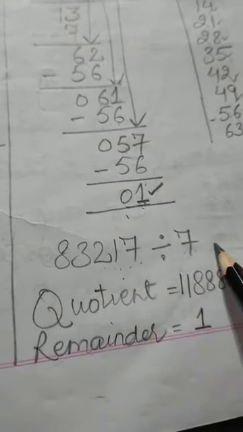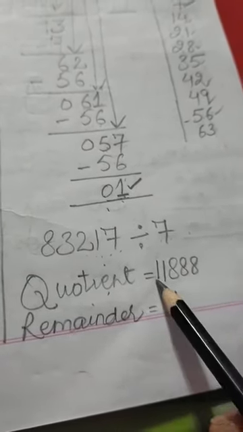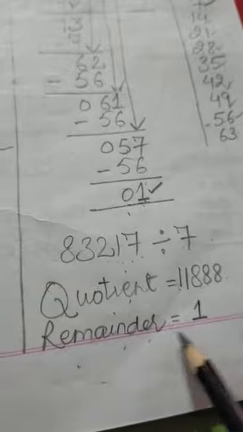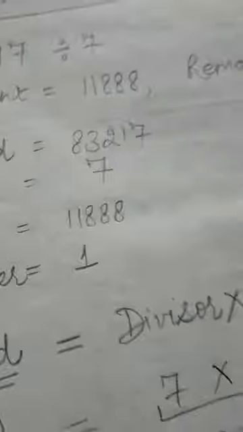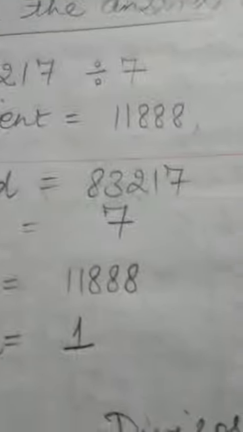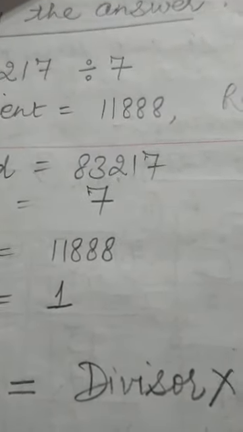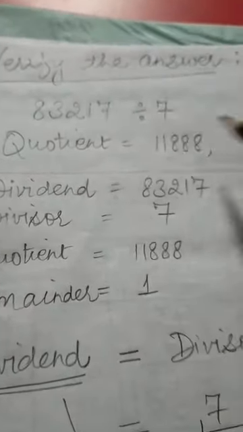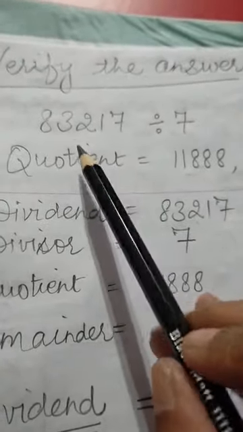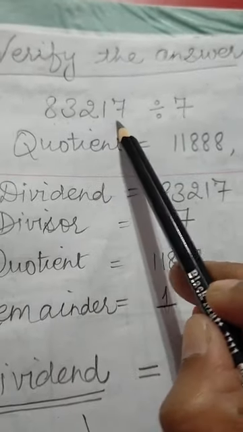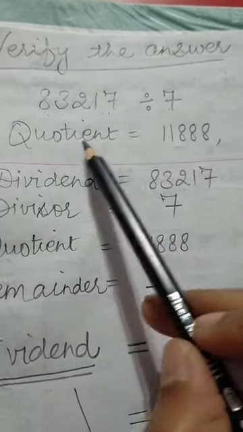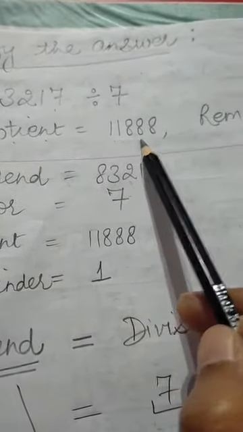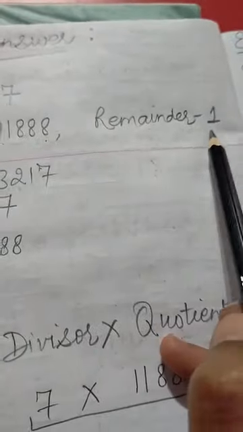83,217 when divided by 7, we got quotient 11,888 and the remainder is 1. Yes friends, now see, in division sums you can check your sum. You can check whether you have done the sum right or wrong. You can verify the answer. How can you do the verification? See here, 83,217 divided by 7. We got quotient 11,888 and the remainder is 1.